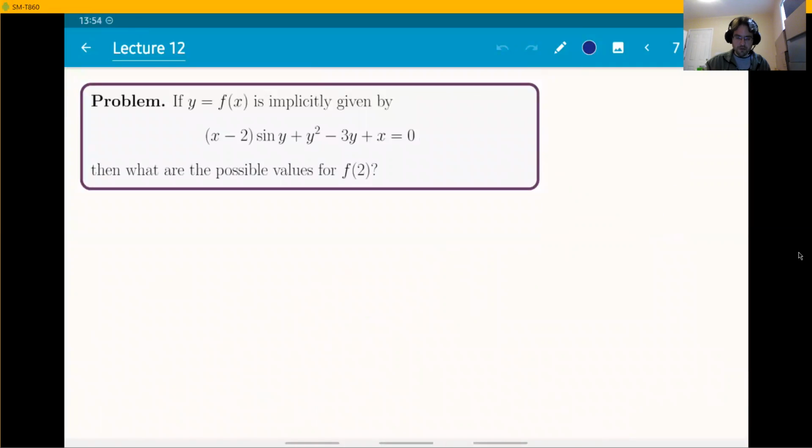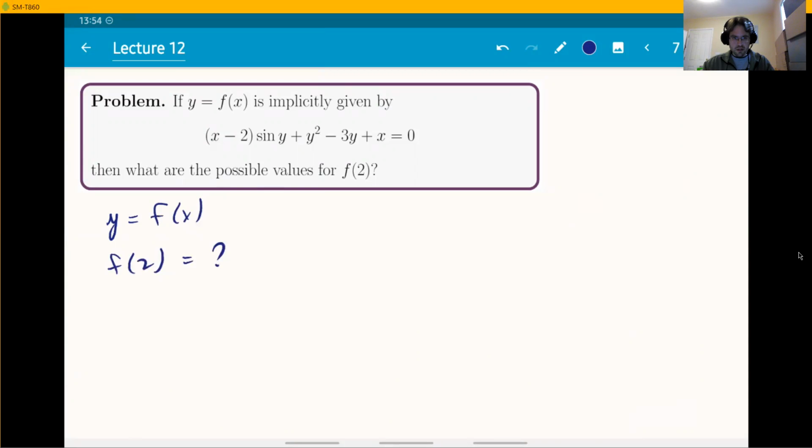Just another quick example for us to really understand what this means. Now, I'm telling you that y is implicitly given by this complicated relation that involves sine of y and y squared. We are basically hopeless if we want to solve this for y. There is no way to solve this explicitly. But that's not what they're asking. They're asking, what are the possible values for f of 2? Right, so y is f of x, and we want to know f of 2.